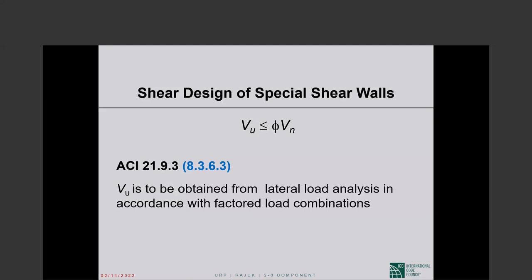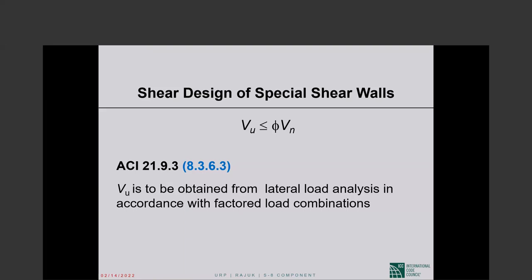But I thought that it is good for you to know because these are truly important changes. Okay, what you do with it is a different story. Okay, as in the design of basically all structural members except beam column joints of special moment frames.